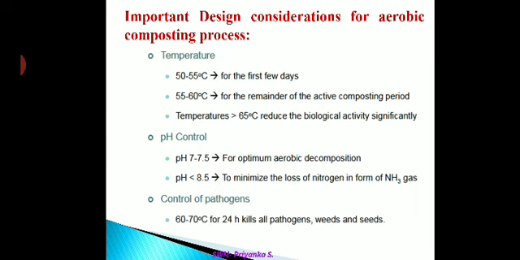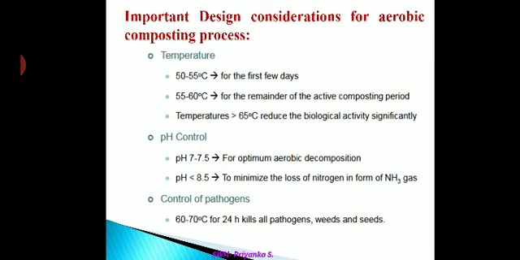Otherwise, what will happen? An anaerobic condition will set in, and this may result in the death of most of the microorganisms involved in the decomposition. So the composting process will be retarded if the pH goes below 4.5. So pH plays a very important role in the composting process.